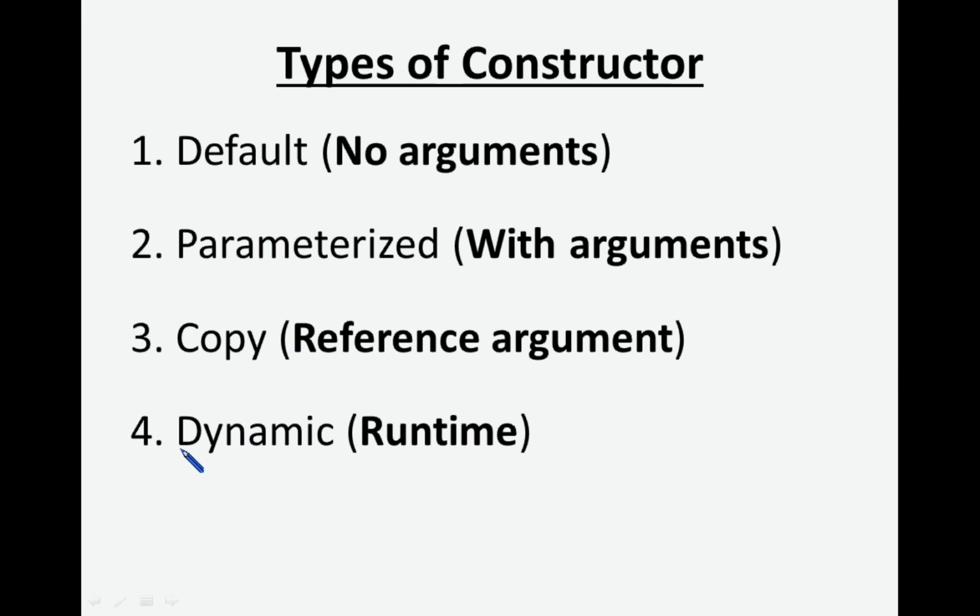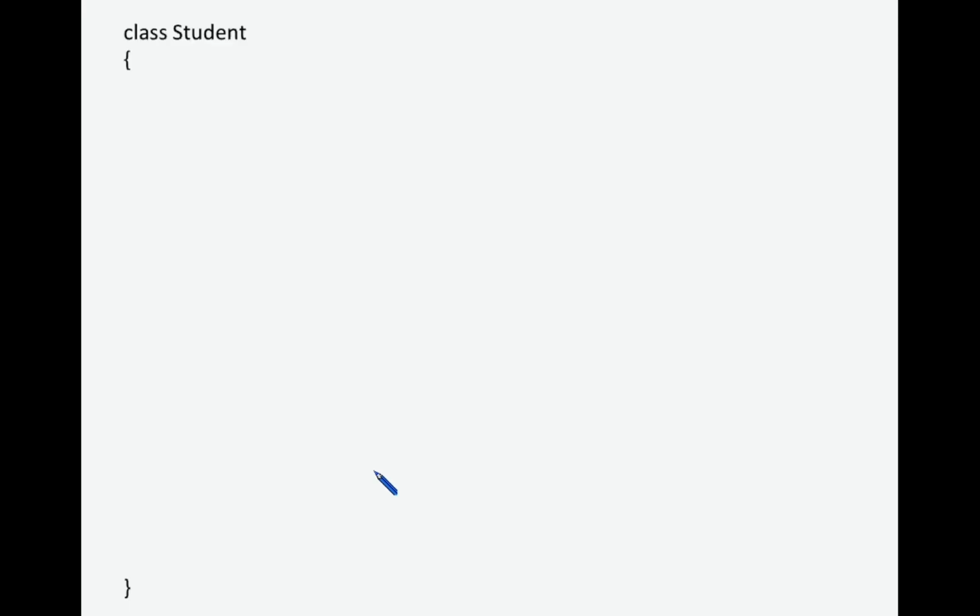So what about dynamic? In general, all the constructors are created during compile time. But this dynamic constructor is created when? Yes, it is during runtime. So these are all the four types of constructors. So next we are going to see a simple program for parameterized constructor.